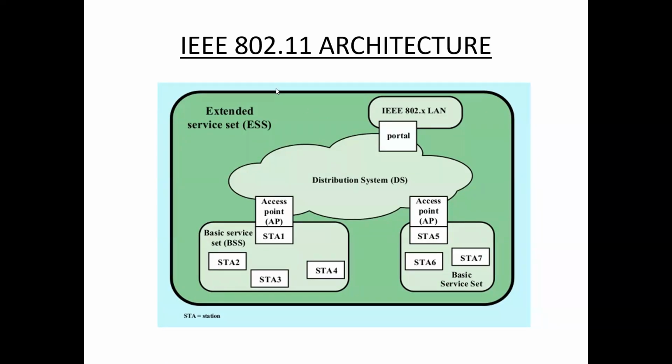IEEE 802.11 architecture has four components. First component is station. Stations comprise all devices and equipment that are connected to the wireless local area network. Second one, basic service set, is a group of stations. There are two types of BSS, infrastructure BSS and independent BSS. In infrastructure BSS, the devices communicate with other devices through the access points. In independent BSS, the devices communicate on a peer-to-peer basis in an ad hoc manner.